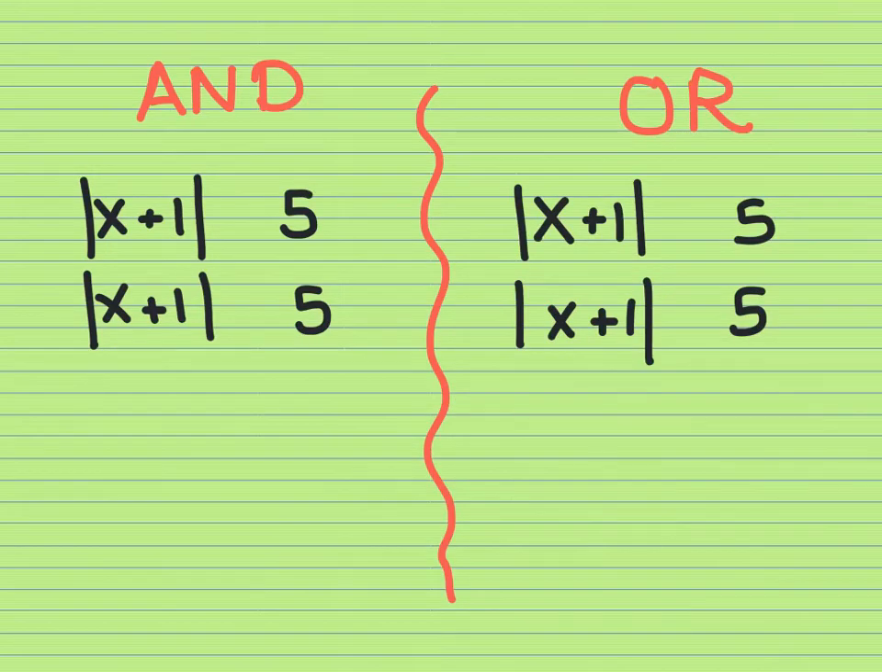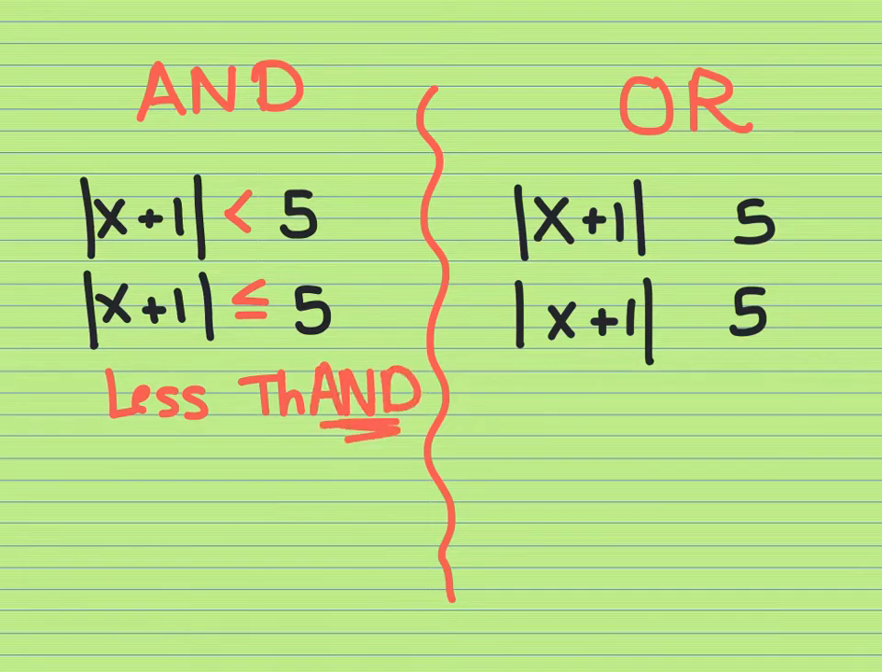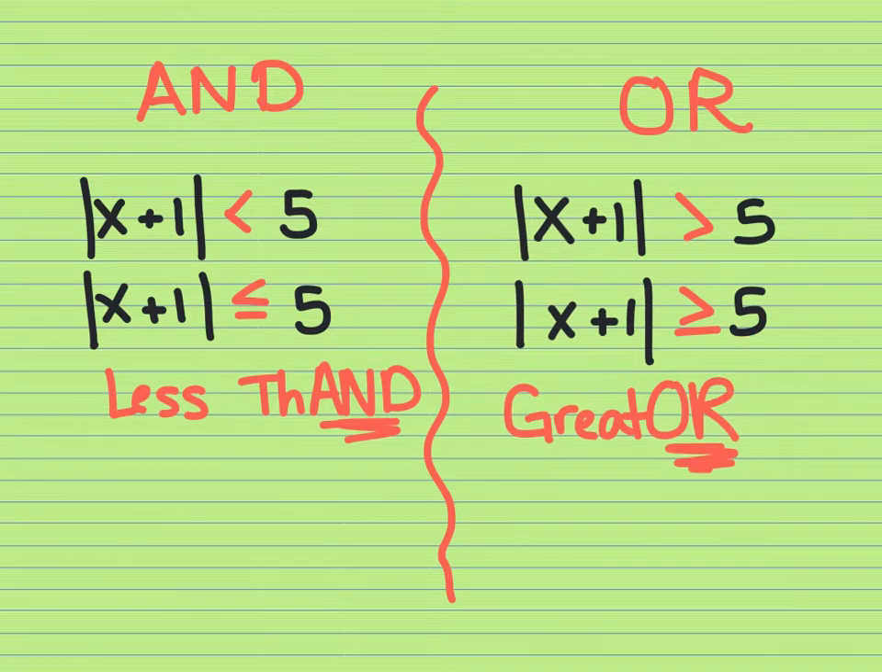Here's the major difference between ANDs and ORs and how to identify them. So first of all, you always put your absolute value on the left, and then you look at the symbol. If there's a less than or equal to, this is an AND. The mnemonic trick I taught you was "less than." Whereas over here, if there's a greater than symbol or a greater than or equal to, it's an OR. So I taught you the mnemonic device "greater" to help you remember.